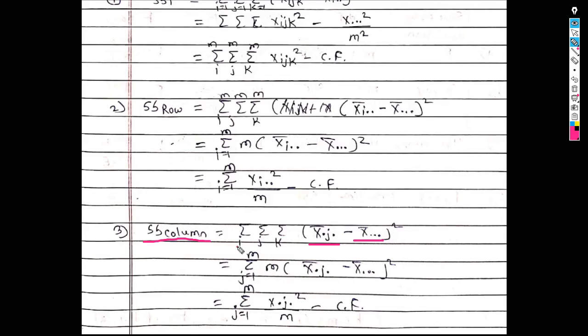So this term can be written as summation over j. So for summation over i and summation over k we write m in bracket x dot j dot bar minus x triple dot bar, bracket square. So this term now can be written as summation over j x dot j dot square, that is jth column total square upon number of observations in that jth column. So here we get m number of observations minus our correction factor.